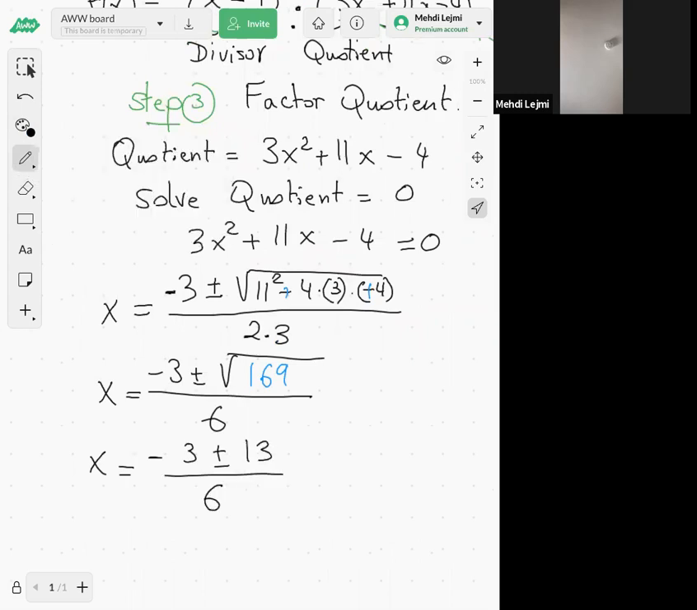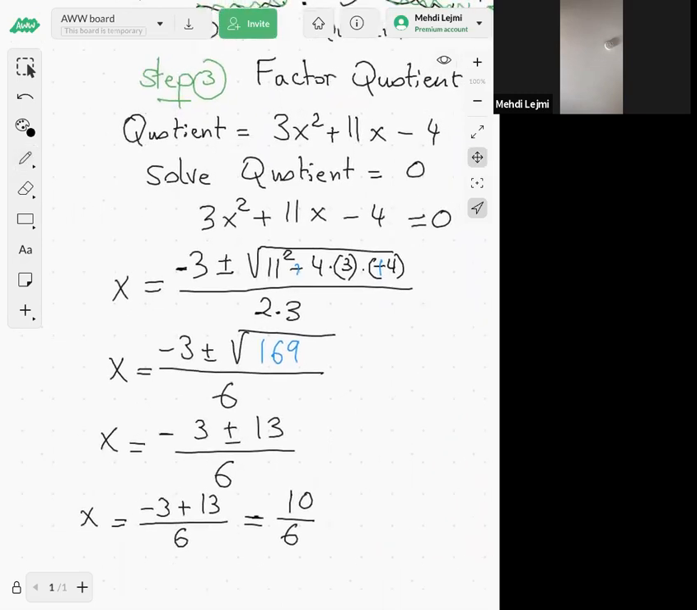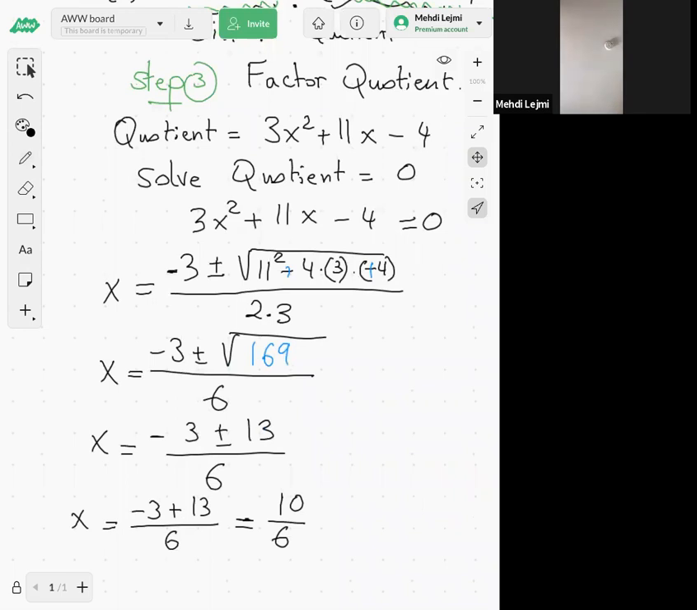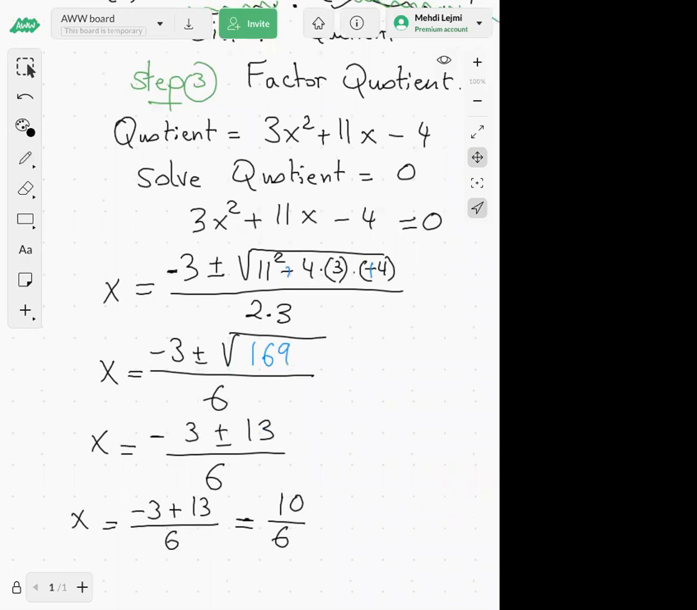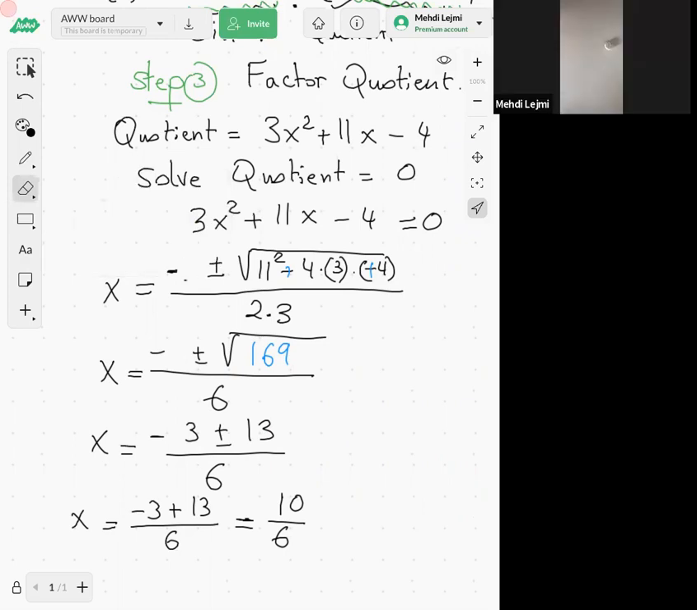So either x is negative 3 plus 13 over 6. Sorry, here I said minus b. It should be minus 11. I put minus 3 here. Sorry, this should be minus b. So it should be negative 11, it's not negative 3. So negative 11 here.